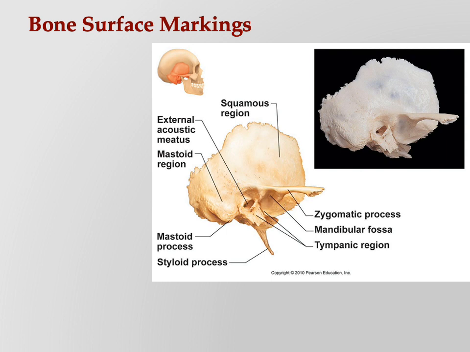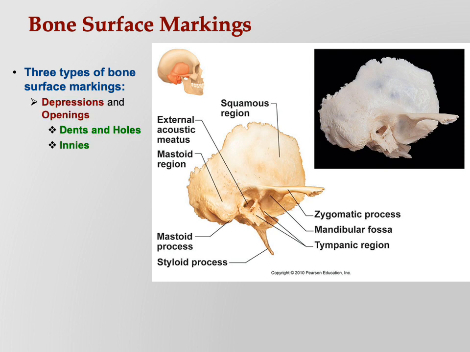Let's talk about markings on bones. There are 3 kinds of bone surface markings. Depressions and openings constitute one. So depressions and openings are like the dents and the holes. They're the innies, okay? And then there are also processes. Processes are the bumps. They're the outies.